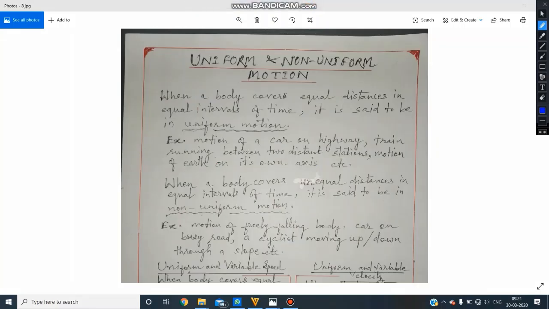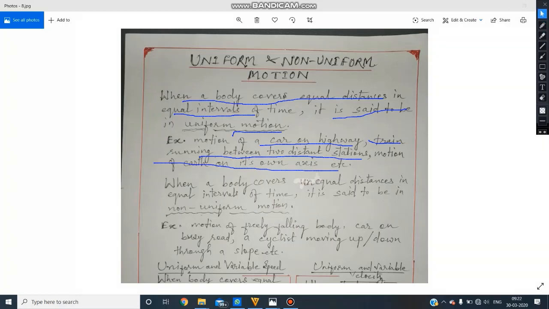Now we are going to learn about uniform and non-uniform motion. When a body covers equal distances in equal intervals of time, it is said to be in uniform motion. For example, motion of a car on a highway, a train running between two distant stations, motion of Earth on its own axis. This is uniform motion information.